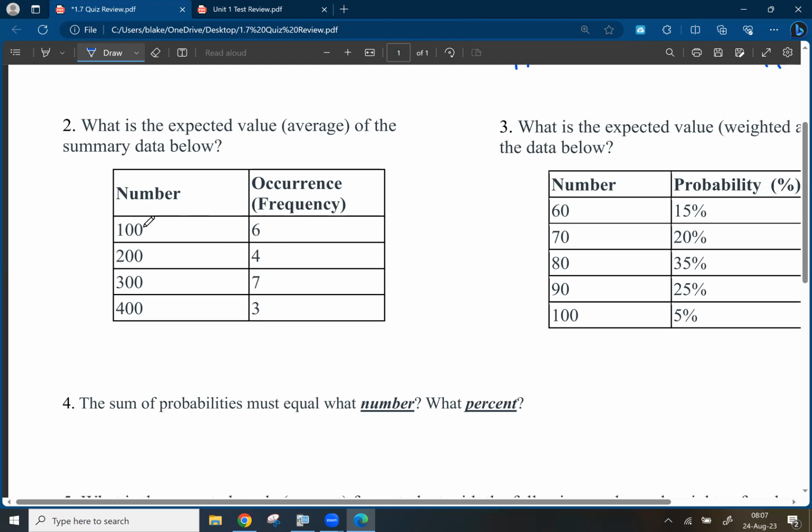So this number 100 occurred 6 out of 20 times. The 200 occurred 4 out of 20 times. 300 was 7 out of 20 times, and then the 400 was 3 out of 20 times. So now we're going to use that instead for our relative frequency and math it out that way.